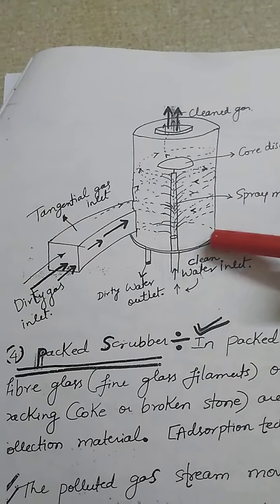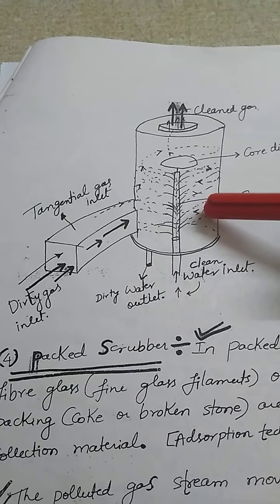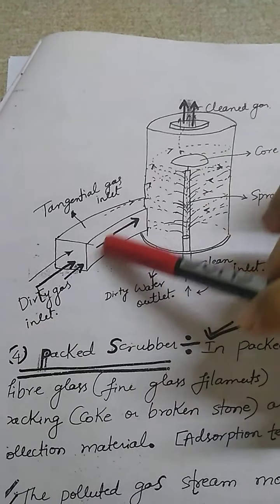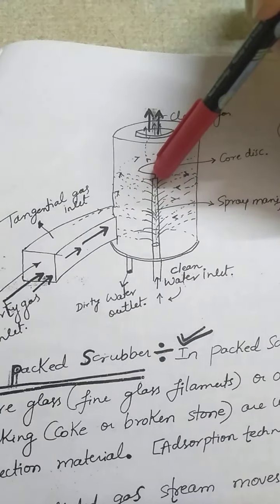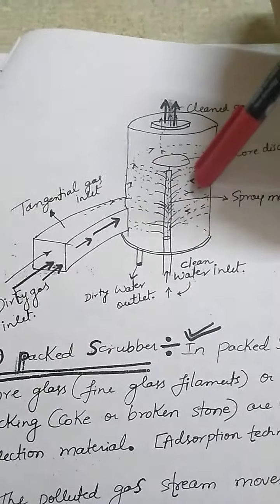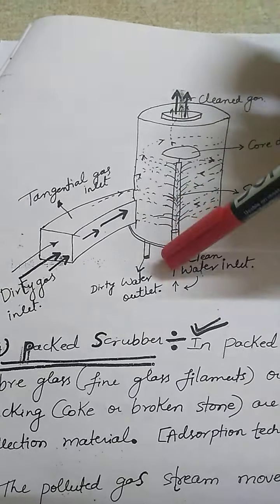This is the idea behind your Venturi scrubber. Next is your cyclone scrubber. Here we are going to allow the gas in a cyclonic motion, as we have seen in the cyclone separator. From here we are going to enter the gas with a very high velocity into this cyclone scrubber, and here the water will be sprayed down. Clean water will be coming out from here.